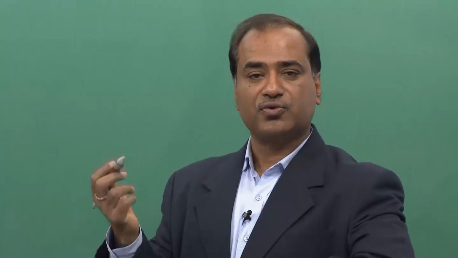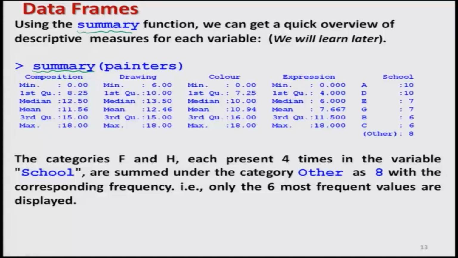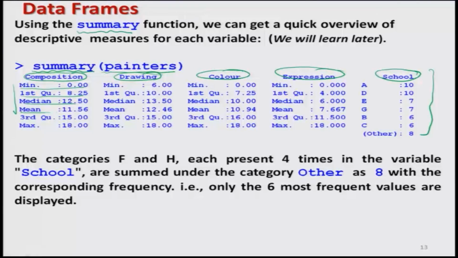I believe that you all are familiar with these simple concepts. So if I want to know the summary statistics, I can use the function summary, and then use the name of the data set inside the arguments, and I will get this type of outcome. If you try to understand it, it takes all the variables one by one: composition, then drawing, color, expression and then school. In the first column it shows the minimum value of the values in composition, first quartile, median, mean, third quartile and maximum value, and this information is given for all the variables.